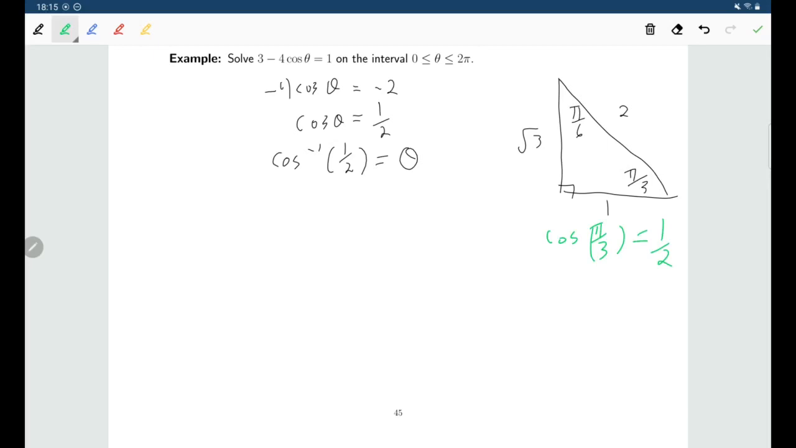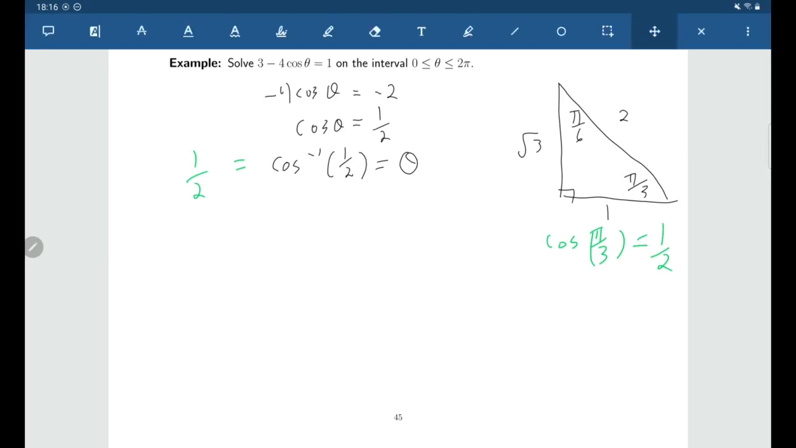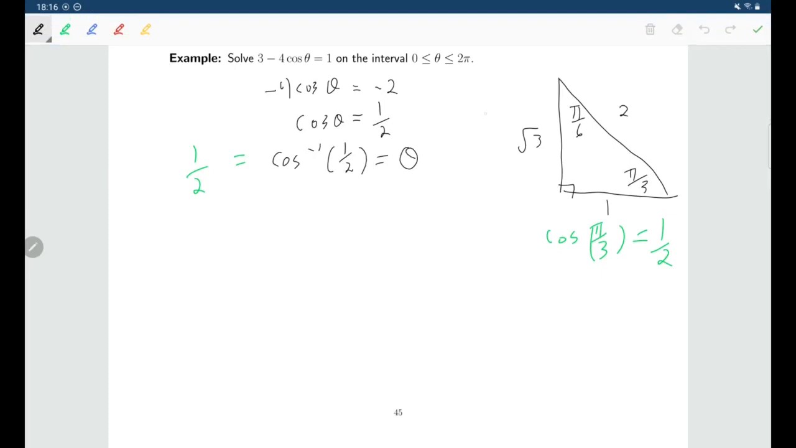So that means that one value for theta will be 1/2. That's the value we get from our inverse cosine function. We also need to remember that we're not just looking for one solution, we're looking for all the solutions in that interval. And there's two places where cosine has a value of 1/2. Remember that cosine is positive in quadrant 1, but it's also positive in quadrant 4.